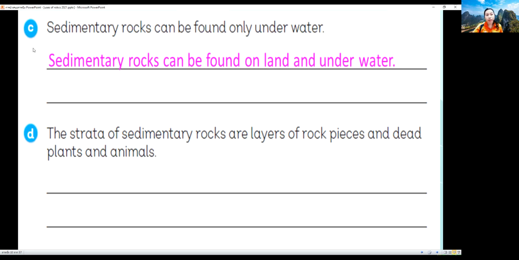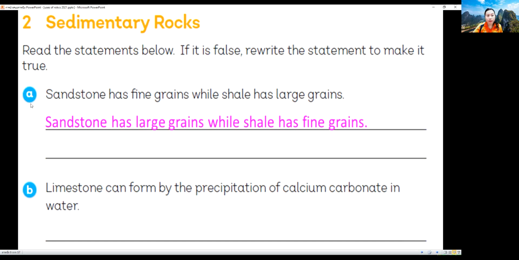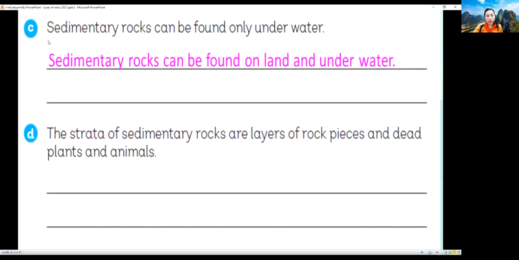So only the A and C is false. So B and D are correct. And your score is 4/4. Check your answer. If you are correct here, check 1, check 2, and 3, and 4. Okay? So that is about the sedimentary rocks.